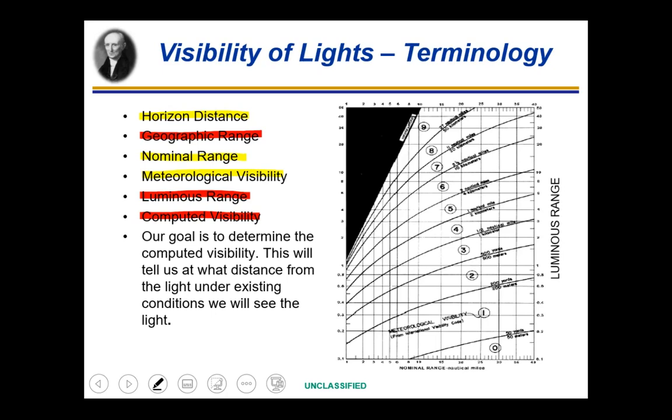Number 1, the height of eye of the observer. This is usually in relation to a watchstander in the pilot house, meaning the height of eye of the watchstander from the bridge to the waterline. So where can this information be found?